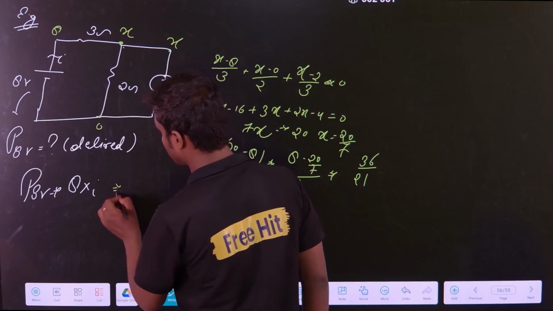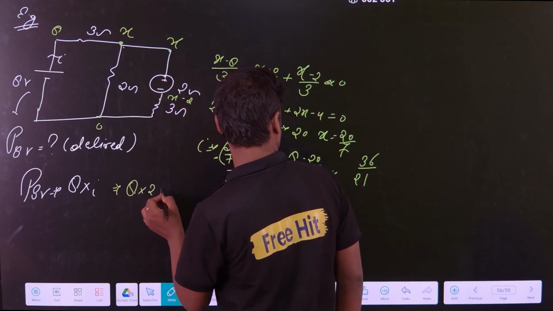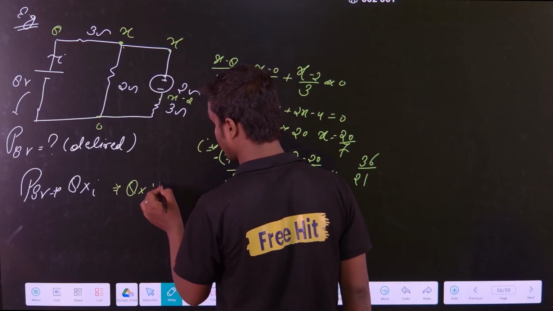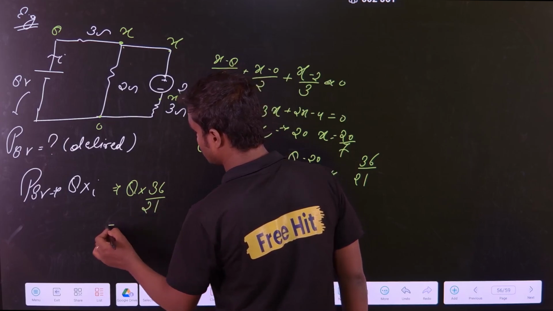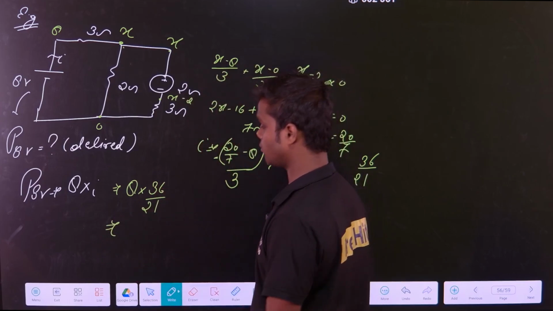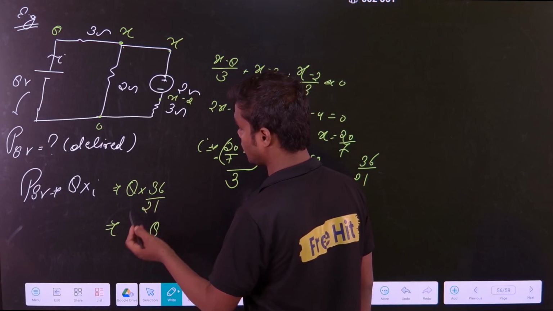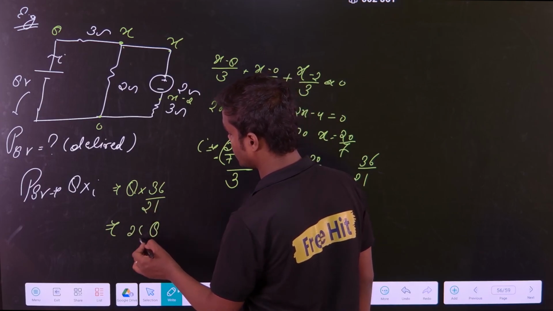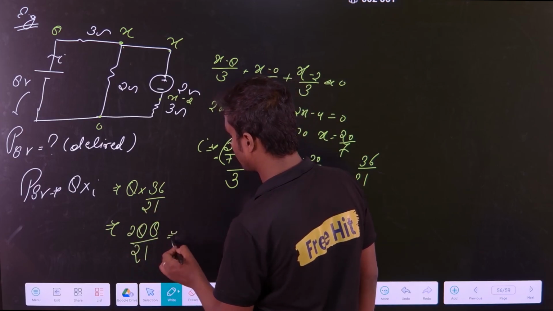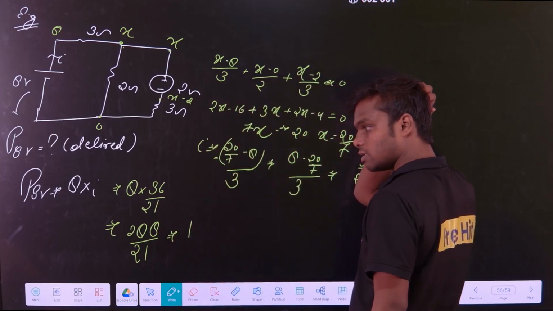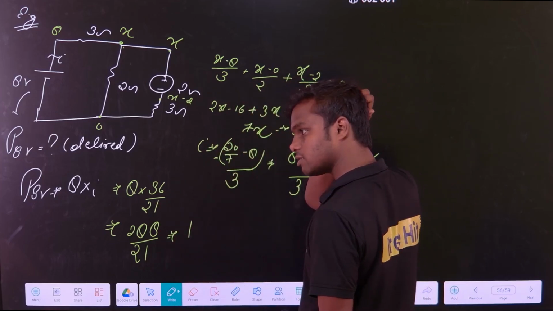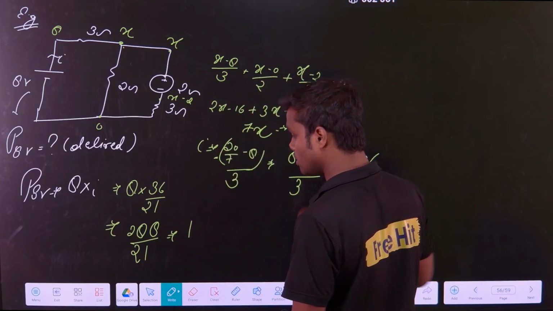So if you know the current, now you can write the power. Sorry, 36 by 21. So what value will you get? 8 times 6 is 48, and 8 times 3 is 24. 24 plus 4, that is 28, divided by 21. So what value are you getting? 1 and 7. 7 means that is 3.